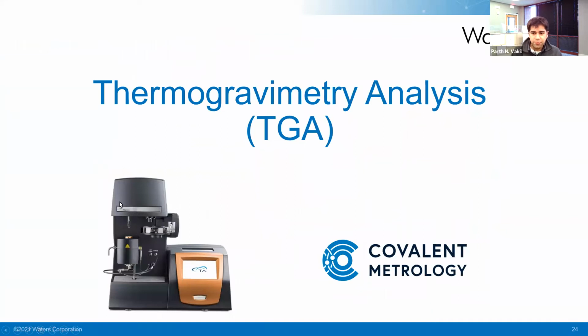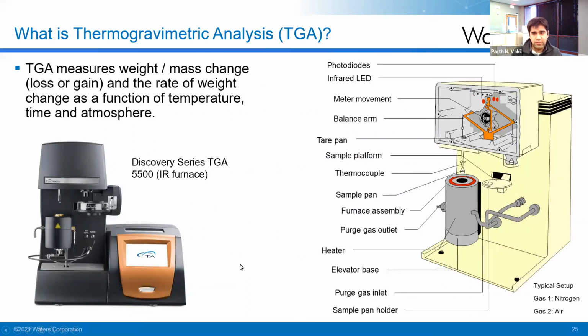And these instruments are very powerful, ubiquitous in a lot of places. And Covalent Metrology also has a TGA 5500 instrument. And I believe theirs is coupled up to an FTIR to do evolved gas analysis as well. So this instrument, like the DSC 2500, has an autosampler, so really high throughput analysis, and really important technique for a lot of materials characterization.